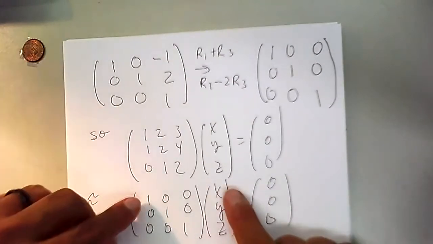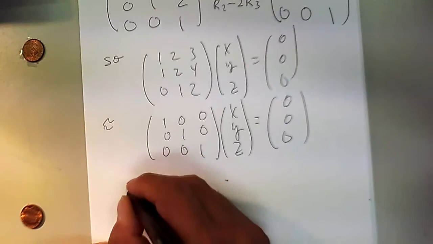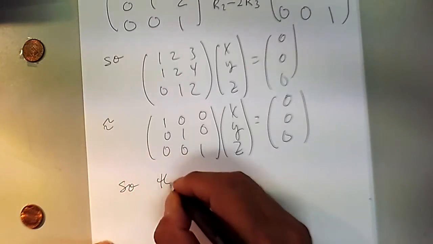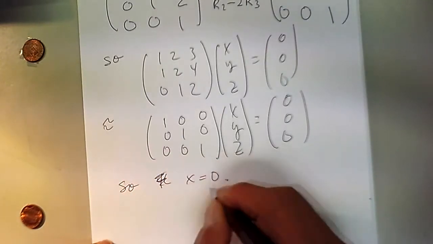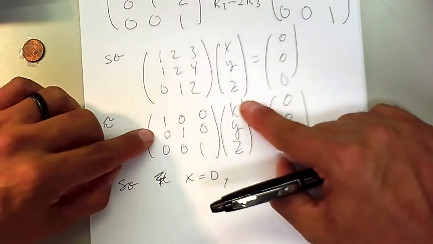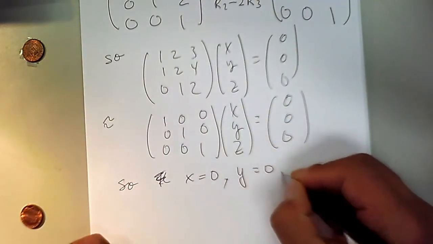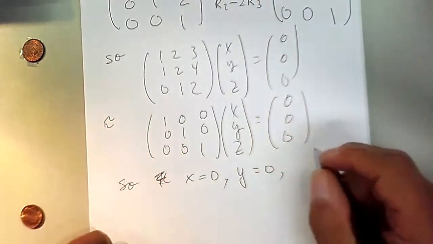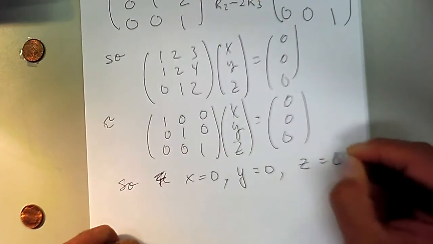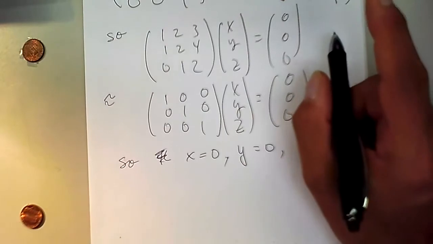So what this means is that x has to be 0. So there's only one solution. Well, x has to be 0. There's no other option. X equals 0. Y has to be 0. And z has to be 0. There's only one solution. There's a 0-dimensional space.